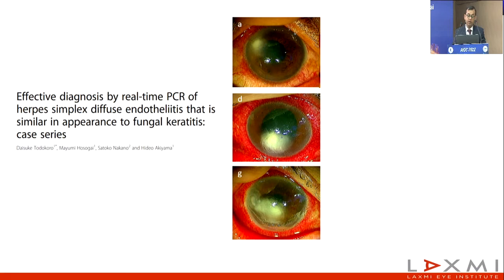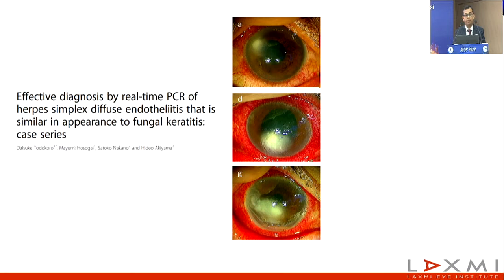Now, in a report by Todokoro et al., they saw similar cases where they saw deep stromal or endothelial infiltrate with feathery margins, and like any other clinician, they suspected fungal keratitis in these cases. They did their due diligence. They started the patients on antifungal medications, and they scraped the patients. Since resolution was not seen, they went ahead and did an aqueous humor tap in these cases, and they did find the presence of HSV.